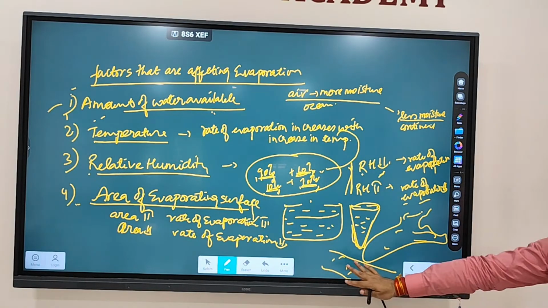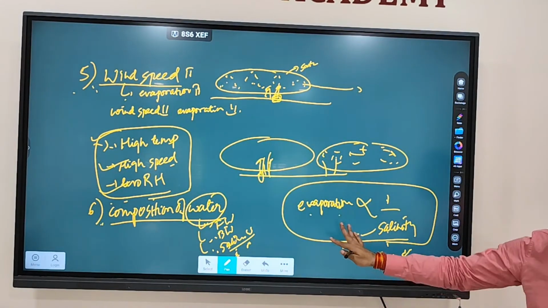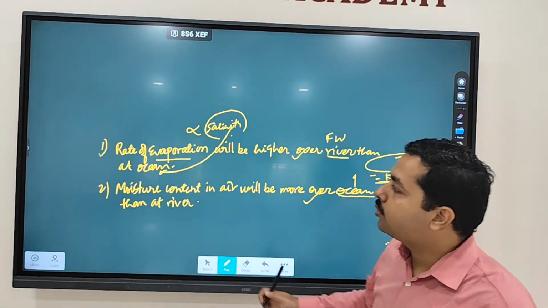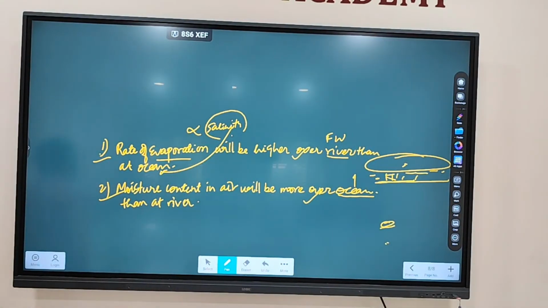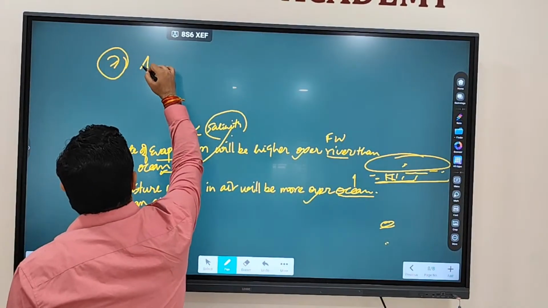But rate of evaporation depends upon what? It depends upon salinity. So higher rate of evaporation is going to happen where? At the rivers, at the fresh water, and lower rate of evaporation will happen at the oceans. Fine. Any doubt regarding this particular thing? So this is the point you have to keep in mind. That's why both statements are correct. Fine. Next factor that affects evaporation is air pressure.